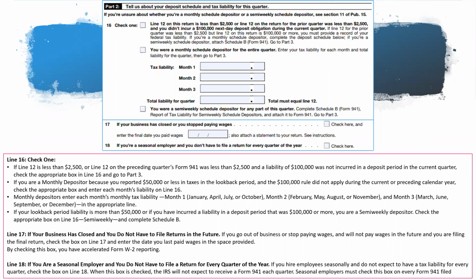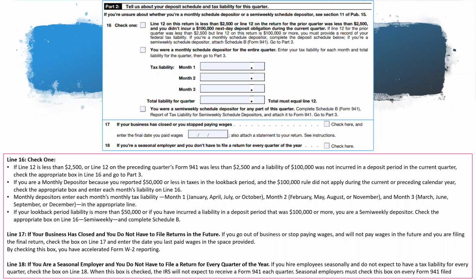Line 17, if your business has closed and you're not going to file returns in the future, you want to check that box so that the IRS doesn't expect you to be filing returns. If you do not check that box and you do not file returns in subsequent quarters, then you're going to get penalties and interest for not filing. So you want to make sure that you definitely check that box and enter the date you paid final wages in the box on line 17.